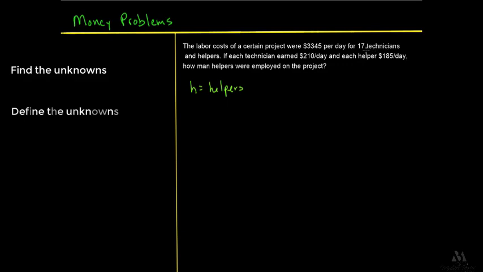I know I got 17 people total, so I'm just going to say technicians equal that. Let's take a look. So I'm going to have my helpers equals 17 minus my techs.